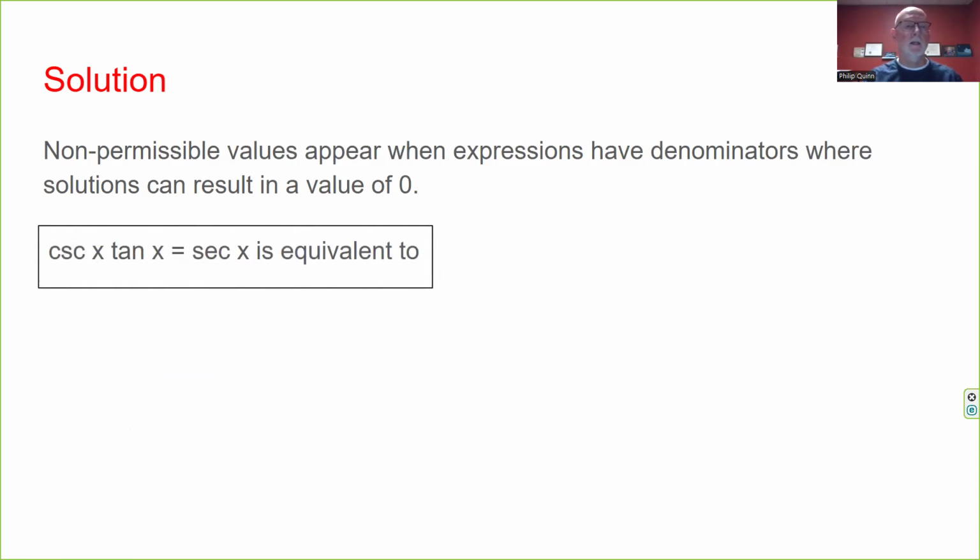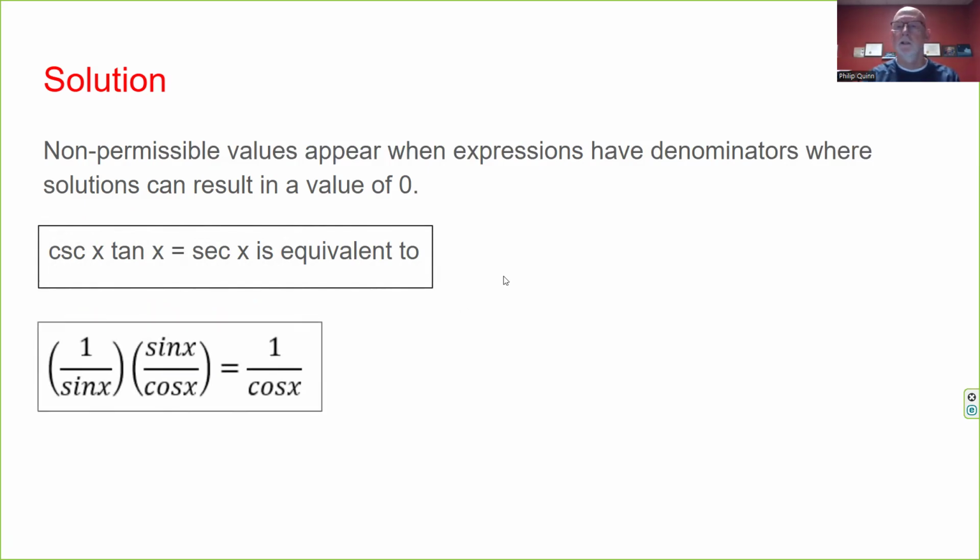Cosecant x tan x equals secant x is equivalent to, I'm just going to write it out so we can see it a little bit differently: 1 over sine times sine over cos equals 1 over cos. So focus on the denominators. We're also sometimes concerned about the numerators if the numerator can be written in fractional form, but we've only got ones and sine x's on the top, so we didn't have to worry about the numerators in this case. It's the denominators here, the sine x and cos x, those two parts.